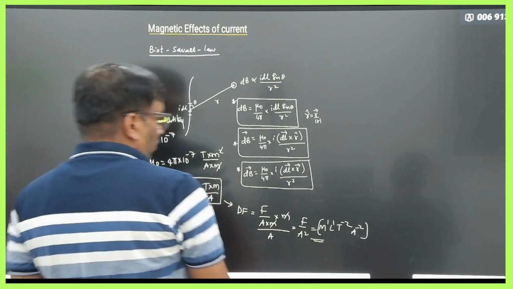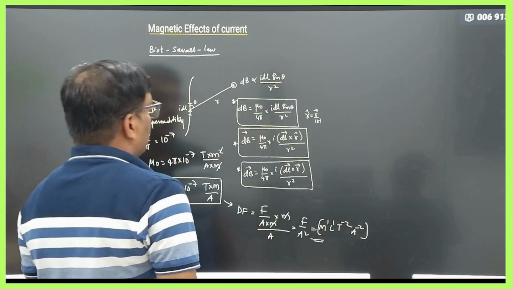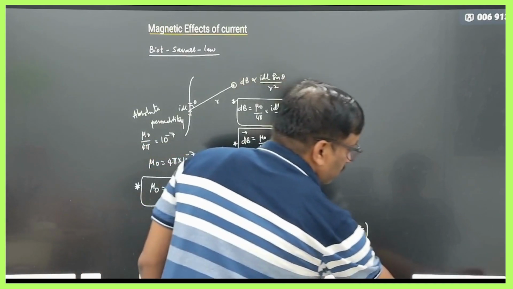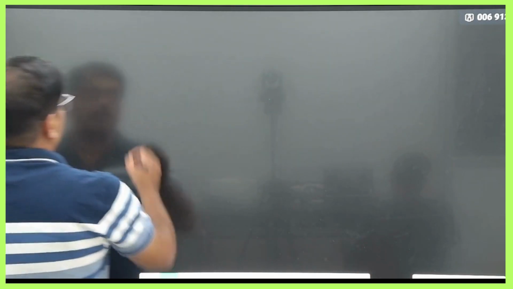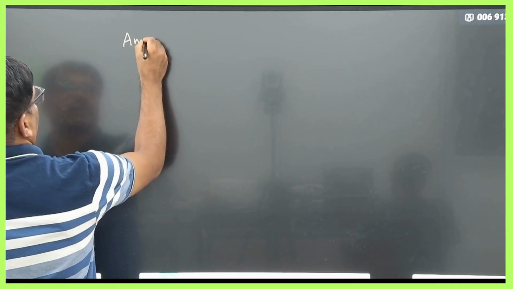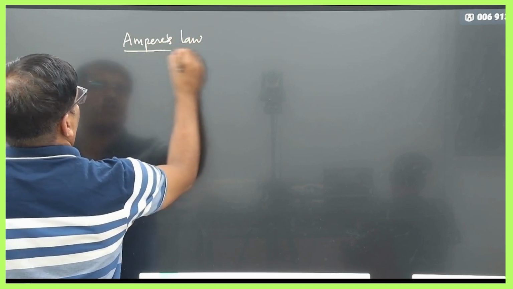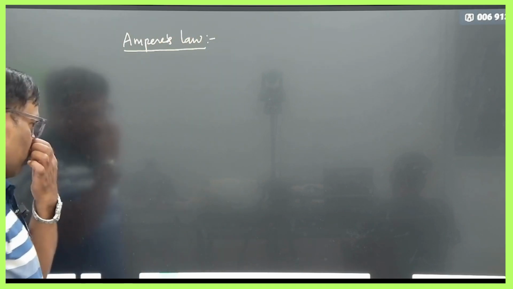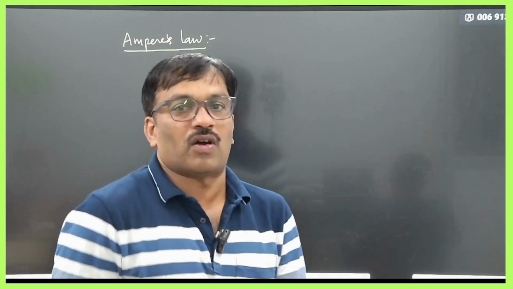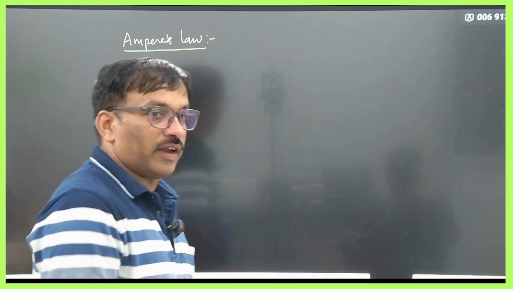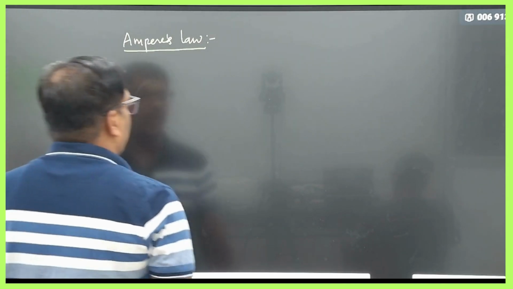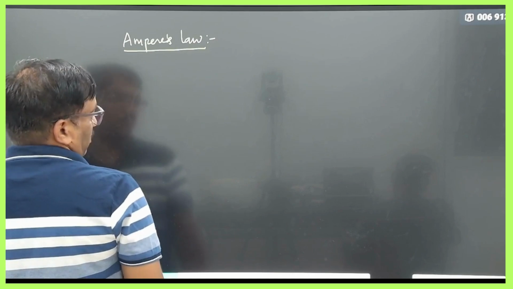Now we will go for one more concept, that is one more law, Ampere's law. What is Ampere's law? Ampere's law is one more form of law used to calculate the magnetic field. It is very easily modified from this one. So what is this law now?